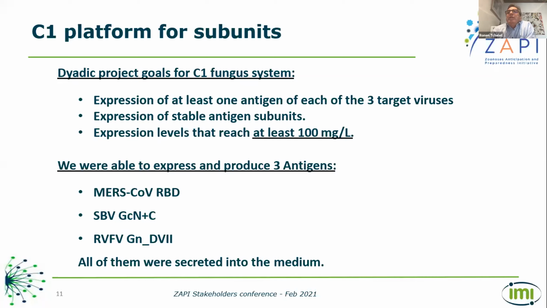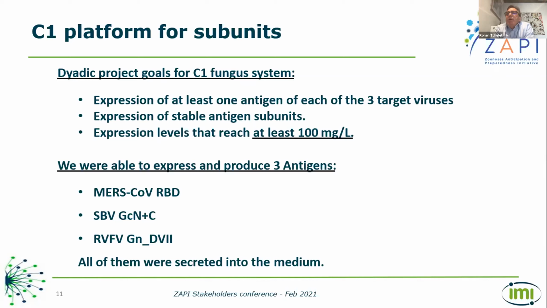success of the project. C1 is a filamentous fungus named Thermothelomyces heterothallica, that previously was Myceliophthora thermophila. And Dyadic developed this production platform for the production of enzymes for the bioindustrial field. But since 2016, we shifted the target to pharmaceutical proteins. Actually, we started to leverage the technology for pharma as we joined the ZAPI project.